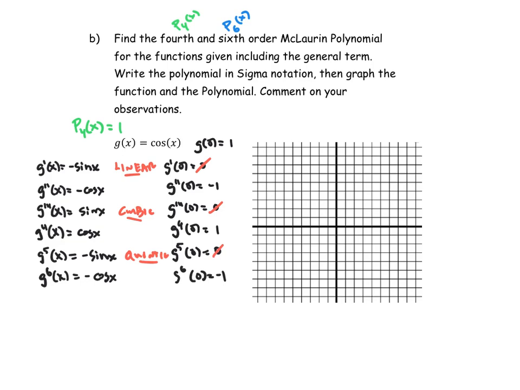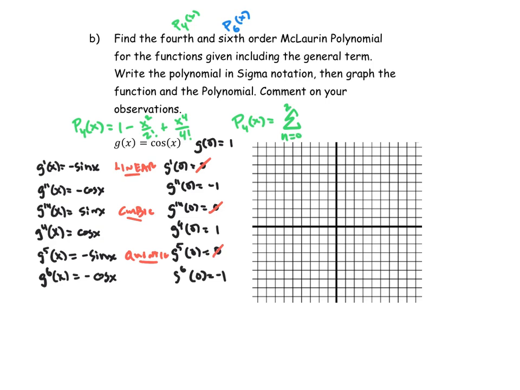That'll be 1 minus 1x squared over 2 factorial plus 1x to the fourth over 4 factorial. There is the fourth degree polynomial. Now let's put this into sigma notation. Okay, now how many terms do we have here? We have 3 terms, the highest of which is x to the fourth. So I'm going to go from n equals 0 up to n equals 2.